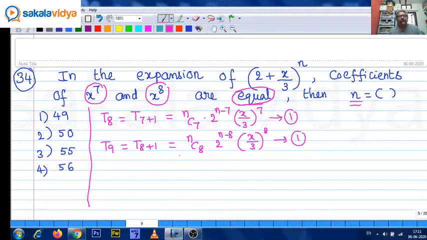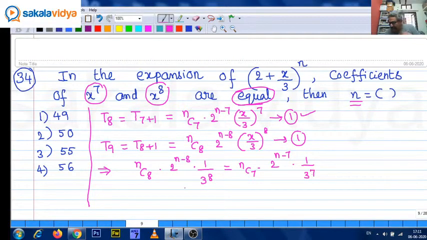Only coefficients, equate the coefficients. So that means actually you can write nC8 2 power n minus 8. Here coefficient is 1 by 3 power 8, 1 by 3 power 8 equals, from this one, nC7 2 power n minus 7 into 1 by 3 power 7.